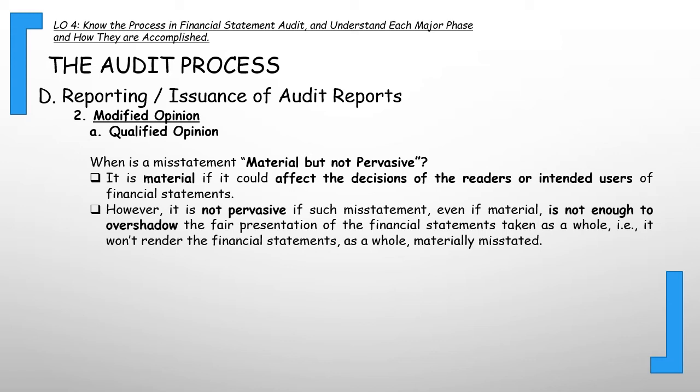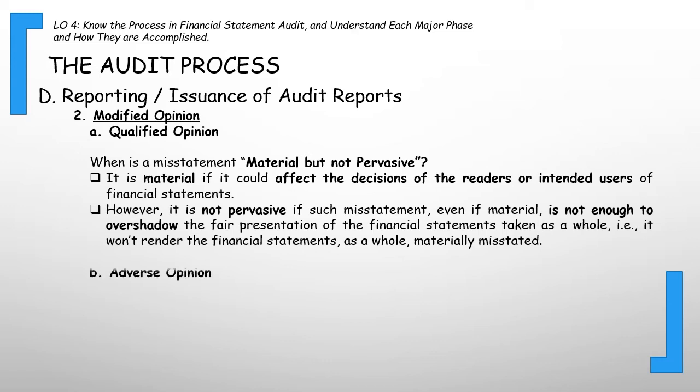So, for purposes of decisions ng users, material siya. However, the said misstatement is not pervasive. In the sense na only the statement of financial position is affected under the current asset section, di ba? And not the whole financial statements. No? So, hindi affected yung comprehensive income and equity. Okay, so yung example ng material but not pervasive. Okay.